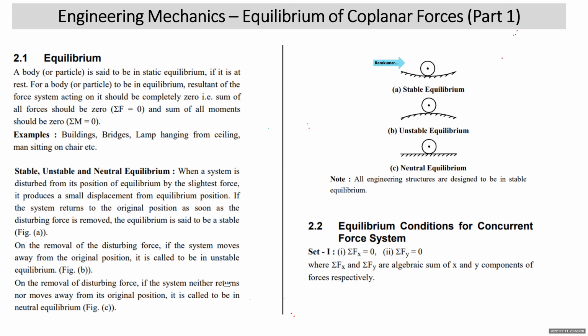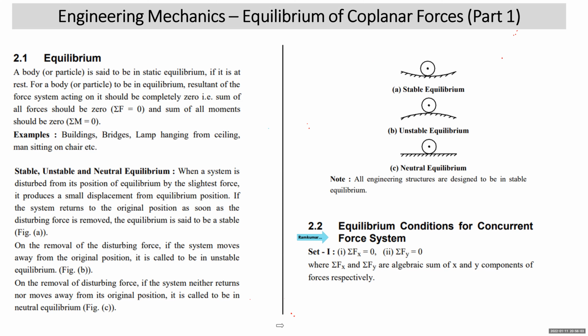Students, in the chapter on resultant of coplanar forces, we understood that there are three types of problems: resultant of concurrent force system, resultant of parallel force system, and resultant of general force system. Identically, here also you will have three types of problems: equilibrium of concurrent force system, equilibrium of parallel force system, and equilibrium of general force system. So first we understand what the equilibrium conditions are for a concurrent force system.